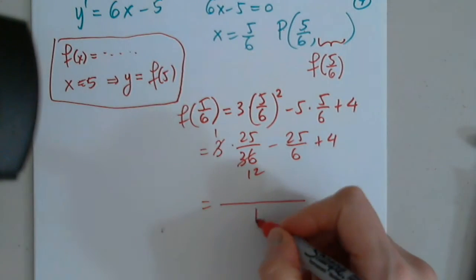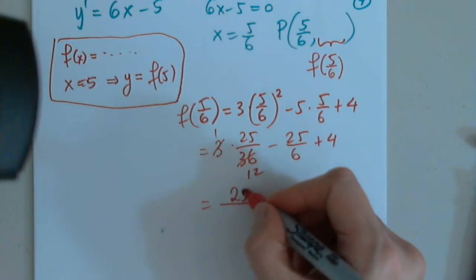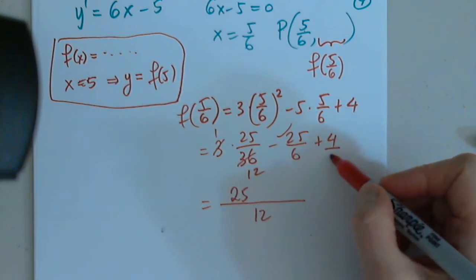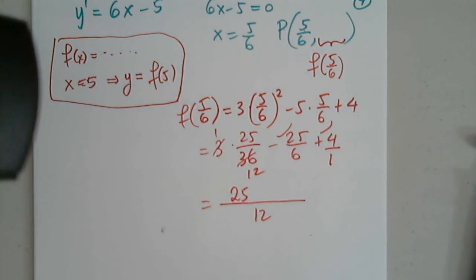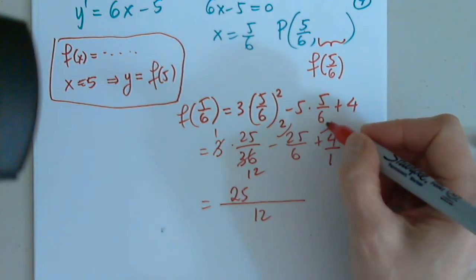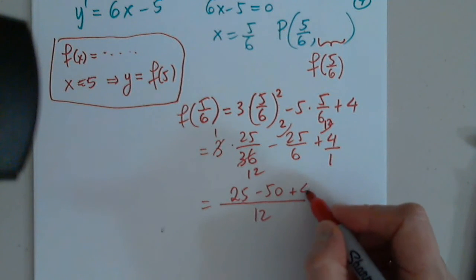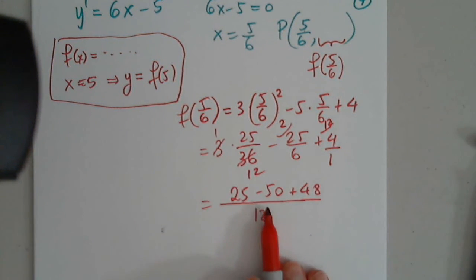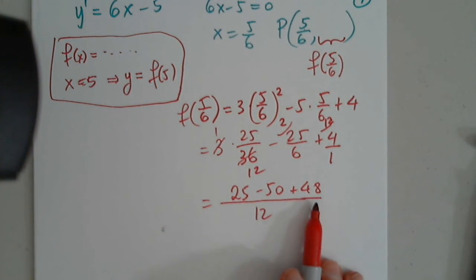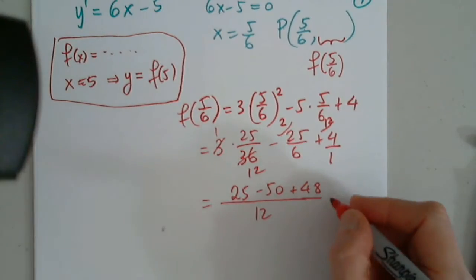Good. So this one is 25, but these two fractions need an adjustment. So this one has a 2, and this one has a 12. So minus 50 plus 48. So negative 50 plus 48 is negative 2. 25 minus 2 is 23.